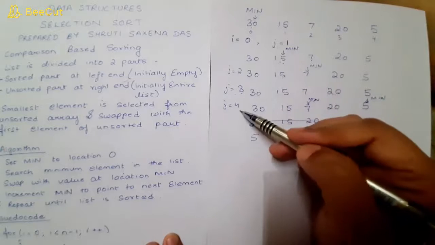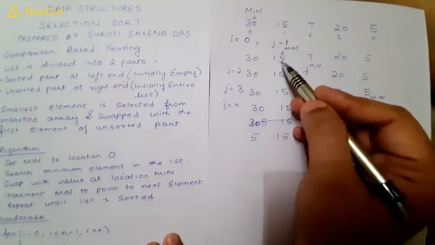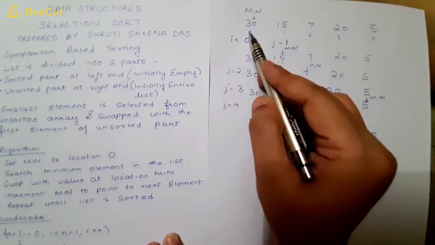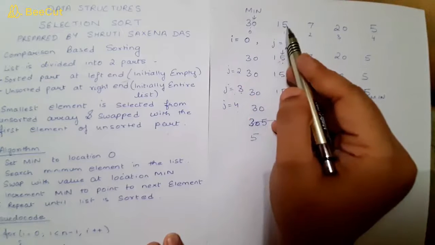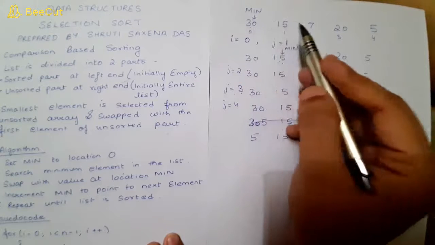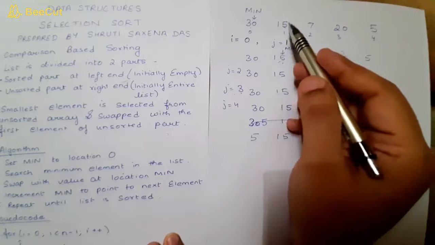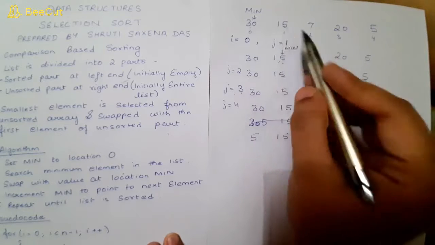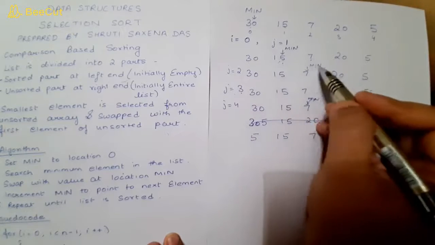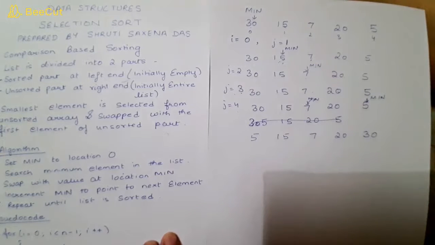So we have taken till 4, and each time we are comparing the elements. We have initialized min with 0 and we have compared it with the next element. If the next element is smaller, then in that case we were initializing the min variable to that value. Like in this case 15 is smaller, so min is pointing to 15. In this case 7 is smaller than 15, so min is pointing to 7. Fine. So this is what we are doing over here.